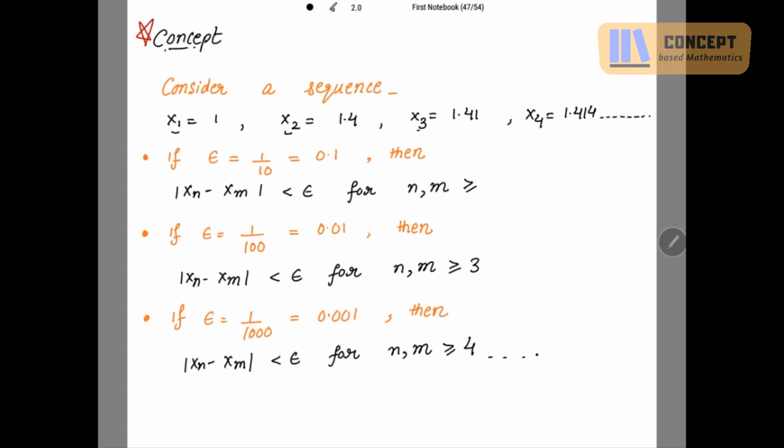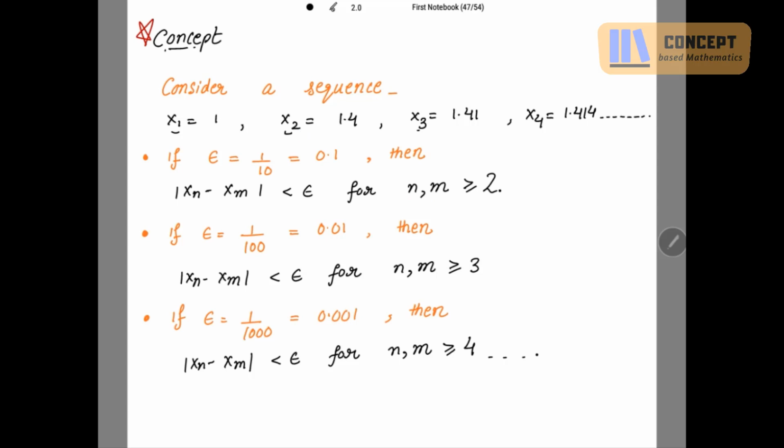And if you take furthermore your xn to be x3 and xm to be x4, then also such a difference is strictly less than 0.1. So the mod of xn minus xm is strictly less than epsilon for n, m greater than or equal to, what should I write? For 2. If you take your n to be 2 and m to be 2, that is x2 minus x2, then this is 0, which is also strictly less than 0.1. So you can take any n, m but greater than or equal to this 2.